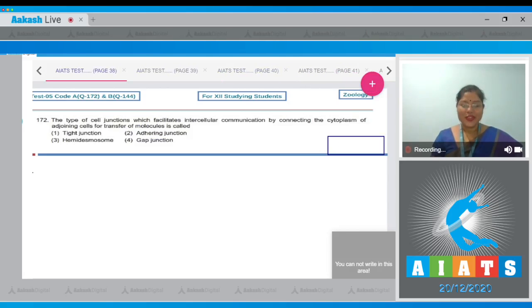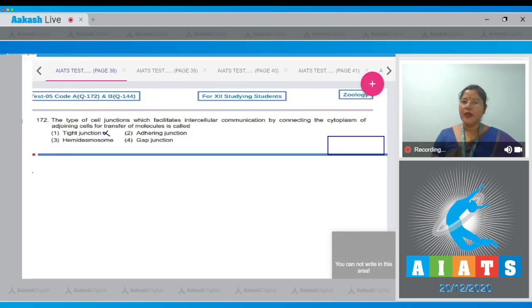Question number 172. The type of cell junctions which facilitates intercellular communication by connecting the cytoplasm of adjoining cells for transfer of molecules is called, and the options given are, first option, tight junction. Tight junction prevent leaking of substances across a tissue. So this cannot be a correct answer.